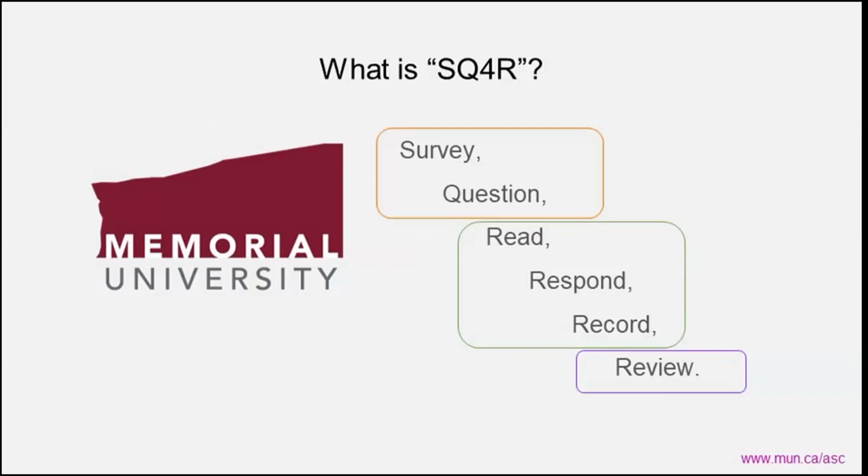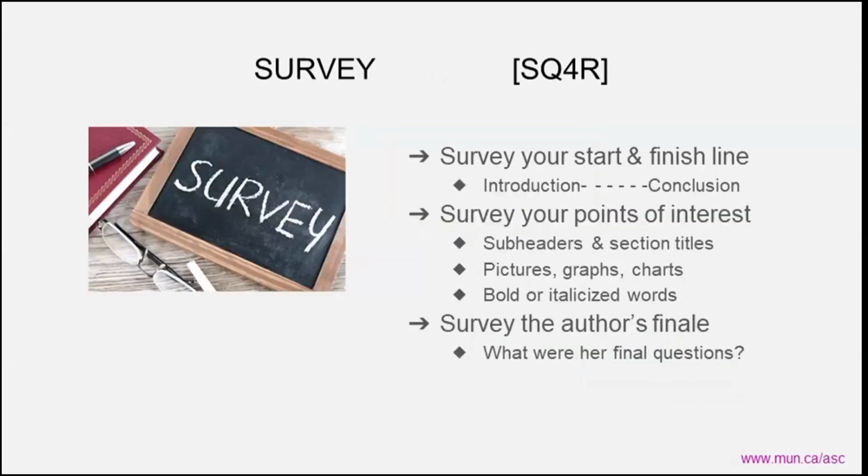The SQ4R process consists of 6 steps, which you can see here: survey and question, read, respond, and record, and review. Now let's look more into each of these steps and see just how quick and easy this process is.